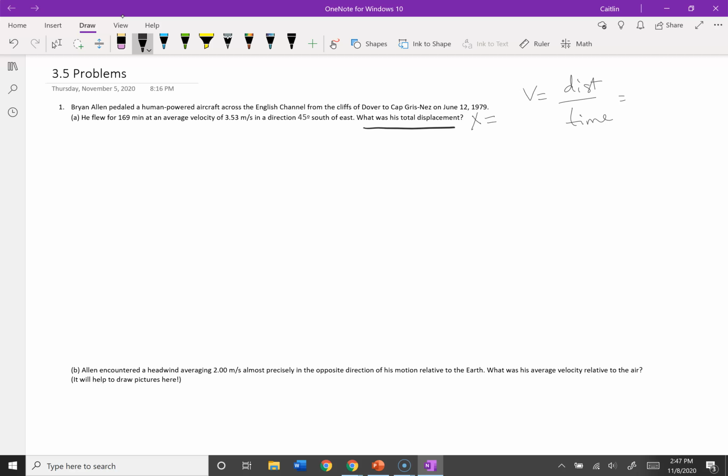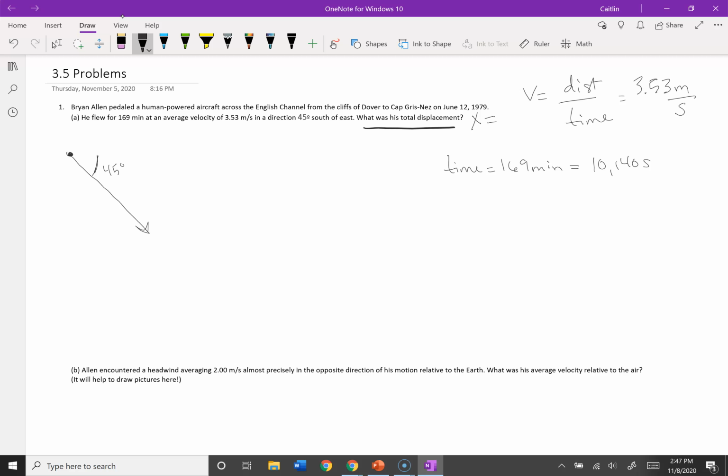In our particular case, we were given a velocity in meters per second. We're also given a time as 169 minutes, but I know I want that in seconds. So the first thing I'm going to do is convert that to seconds, and I get 10,140 seconds. If we're thinking about this guy's motion, he's going 45 degrees south of east, which means he starts somewhere at the origin, and then he travels 45 degrees below what we would consider east. And what we're trying to figure out is how far he ends up going.